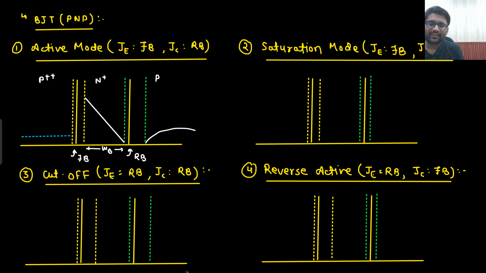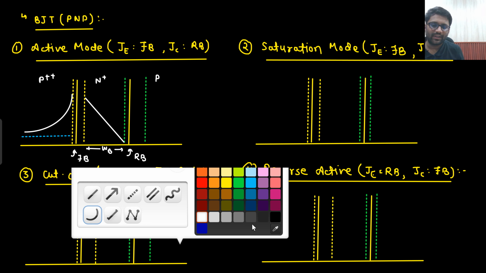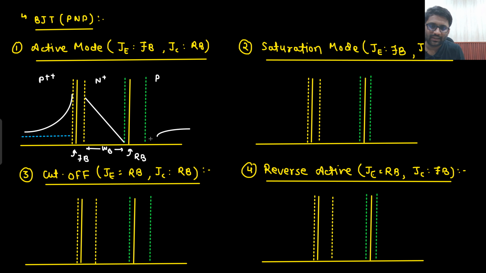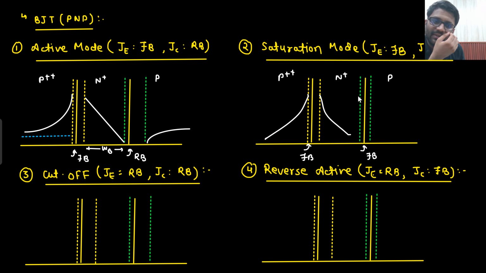I hope this concentration plot is clear to you. Not very tough to understand. Whatever the kind of biasing is there, based on that you need to make it and you will be able to understand everything. What about this one? Forward bias here and forward bias here. Okay, both forward bias. Don't forget this is P plus plus, this is N plus, this is P. So they will say this kind of plot, and they will also say this kind of plot.